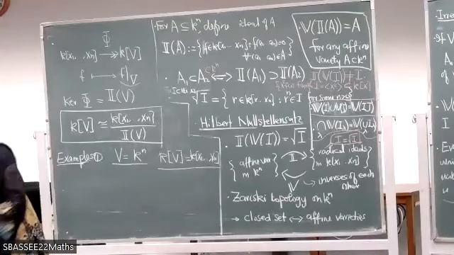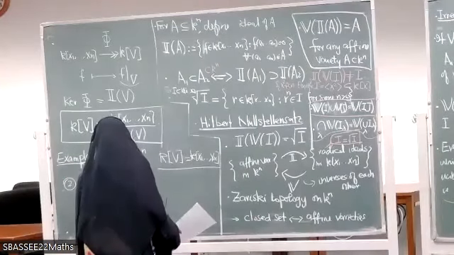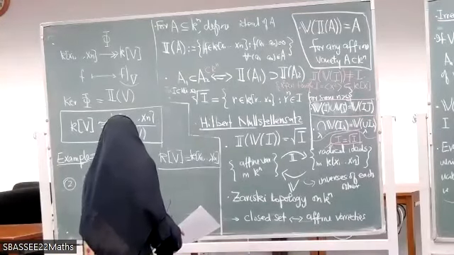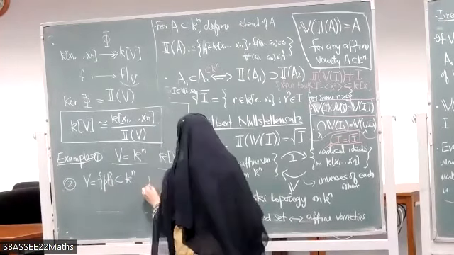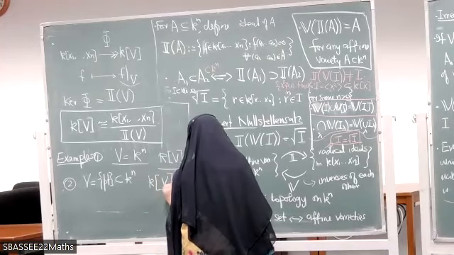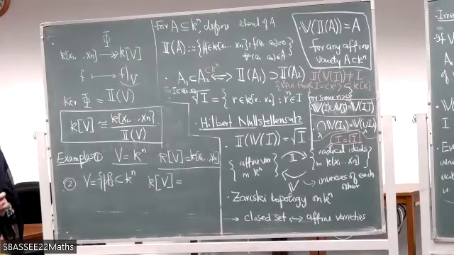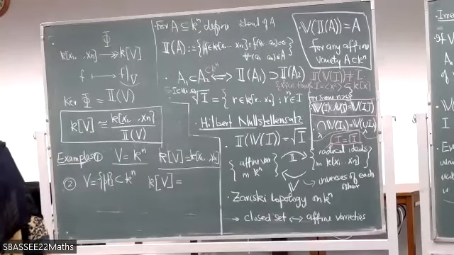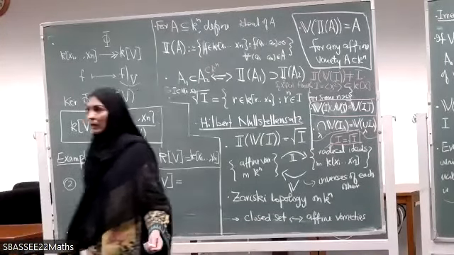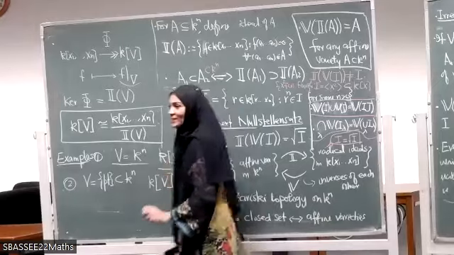Okay, that's great. Now let's see some more examples. Now V is just a point. Can you guess what the coordinate ring will be in that case? It's K[V], the coordinate ring, not R[V]. Okay, it's just, I can write here, K is isomorphic to K.